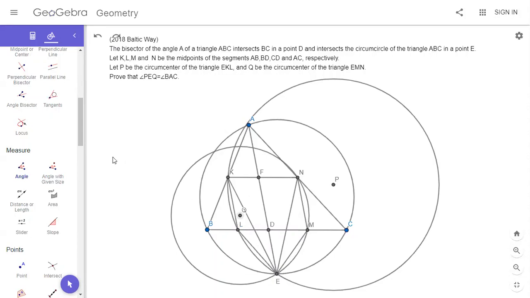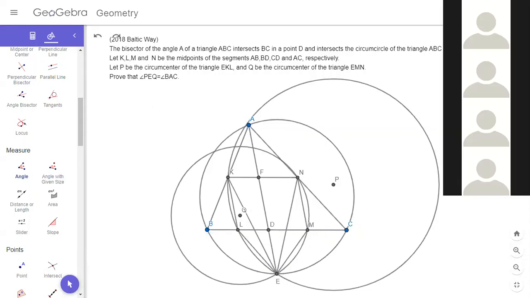Is PEQ similar to ABC? Possibly. Let me check. So 76.2. I don't think so. I think they're pretty close.